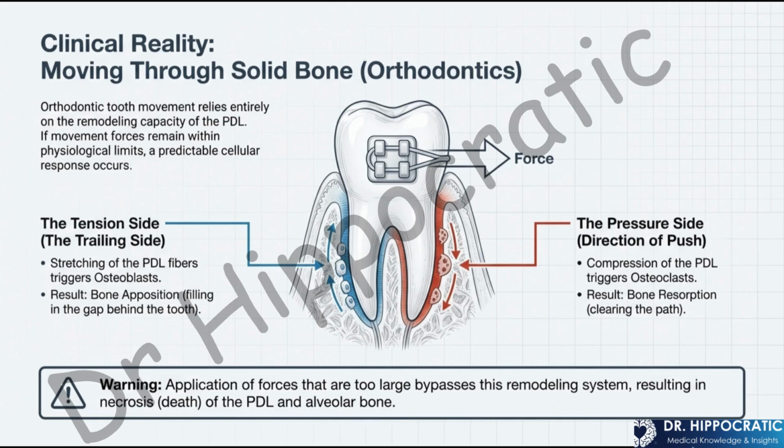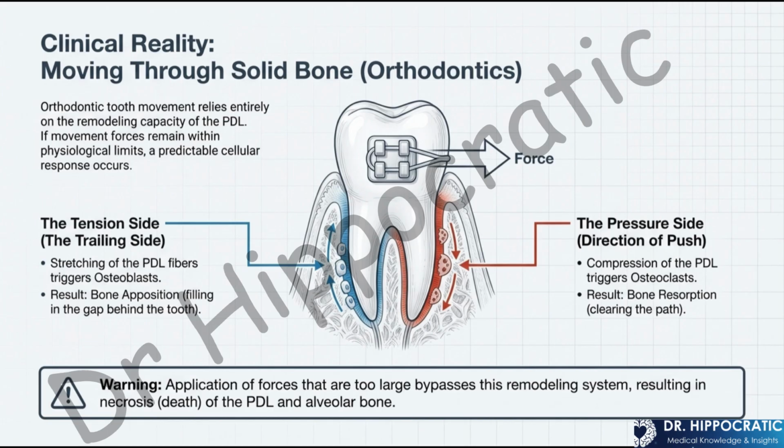Okay. The fibers stretch, which, as we just learned in step 6, triggers the osteoblasts to wake up and start filling in the widening gap with new bone behind the moving tooth. And on the leaving side, the pressure side, the PDL is being compressed. This localized pressure triggers the osteoclasts, the demolition crew with the ruffled borders, to activate and dissolve the bone directly in the path of the moving tooth, clearing the way. You are gently tricking the cellular workforce into remodeling the jawbone for you. But the presentation includes a massive warning box here regarding force. Yes. If an orthodontist applies forces that are too large or too fast, it bypasses this delicate cellular communication entirely.